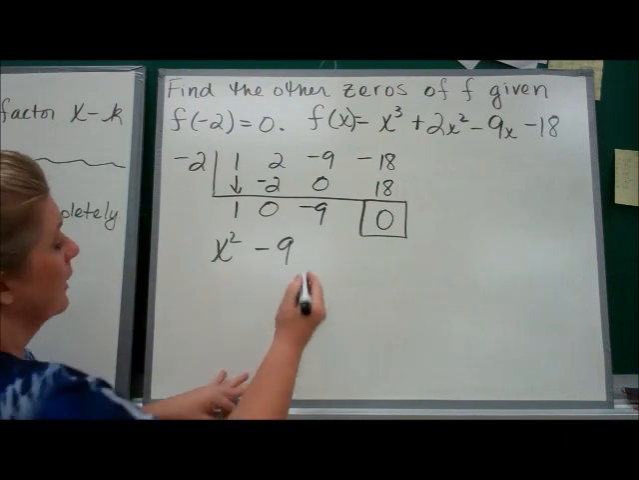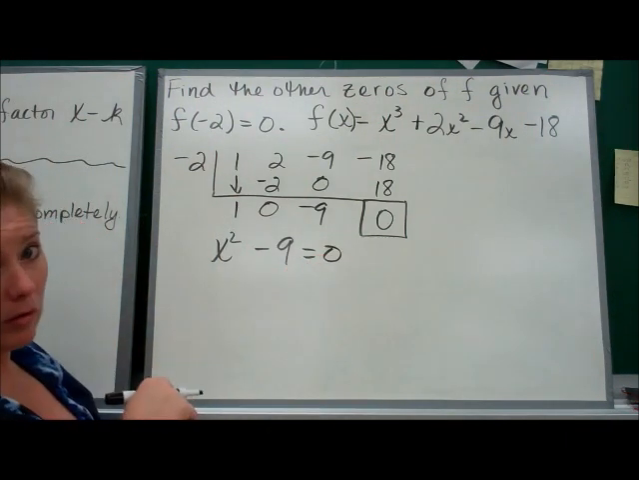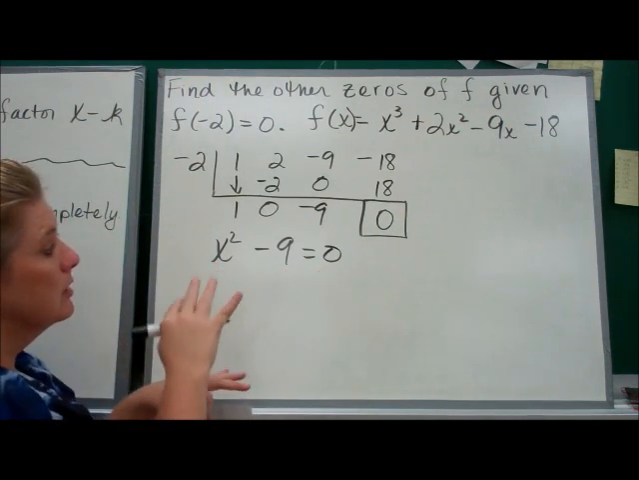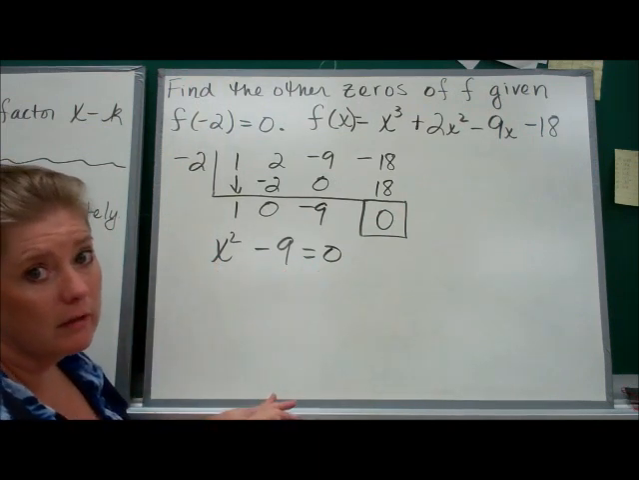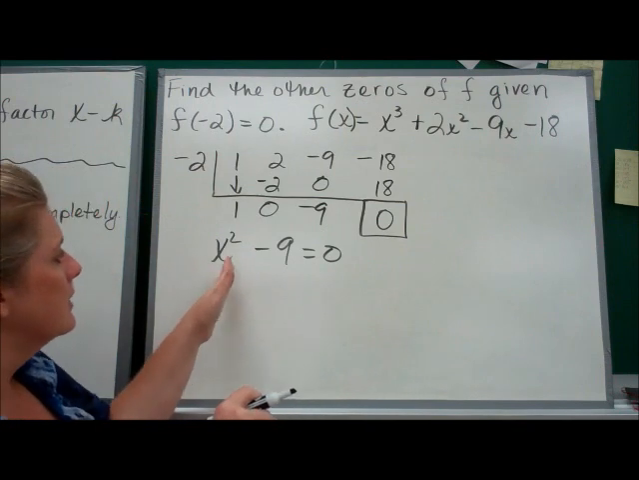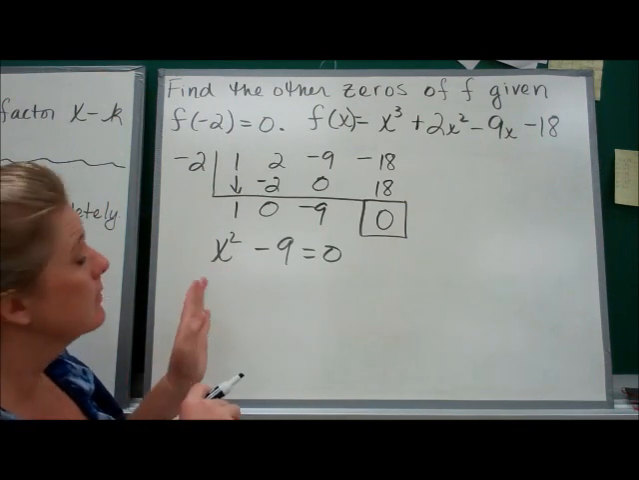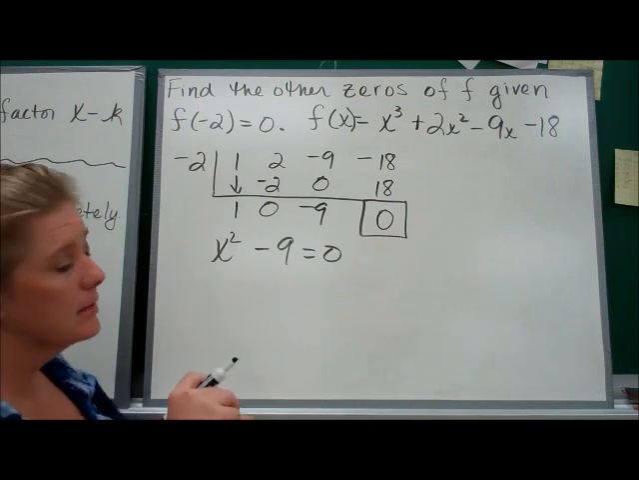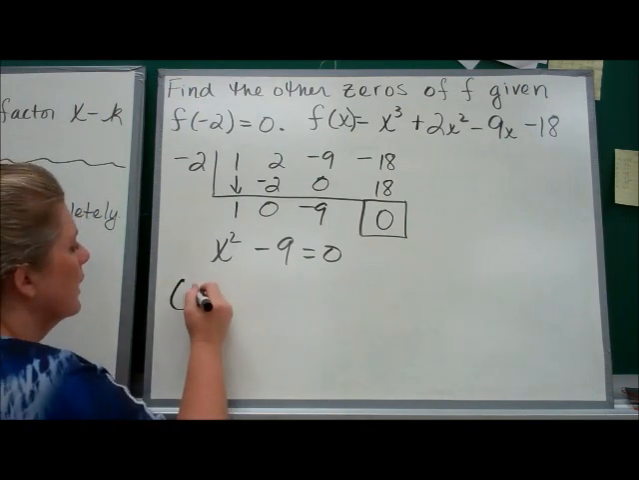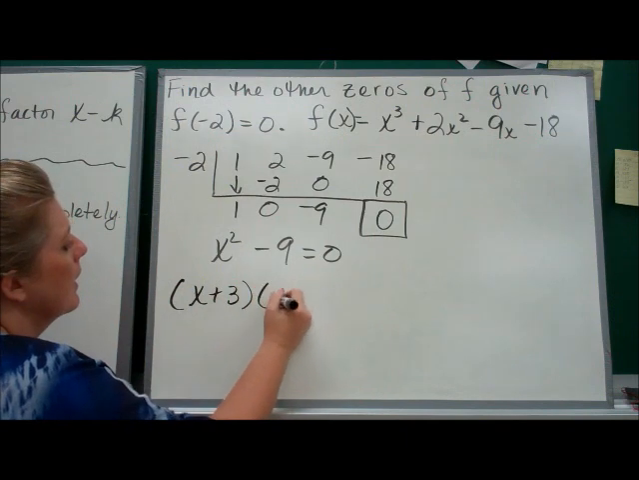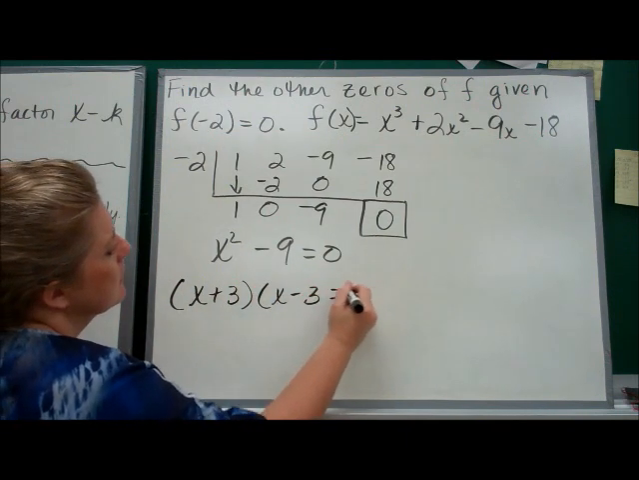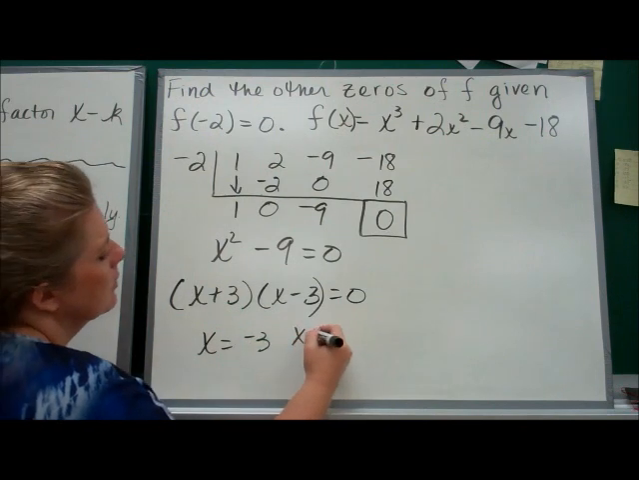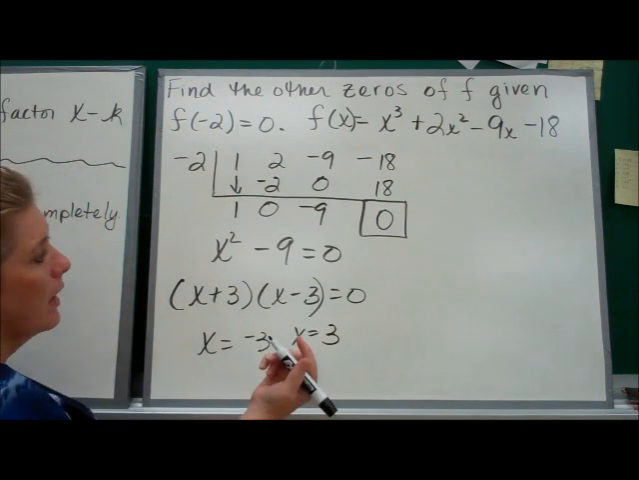So that means if I set this equal to 0, whatever this is, it must equal 0, so the other two zeros I can find. You can continue factoring. This is the difference of two perfect squares. You can factor it if you want to and set each factor equal to 0. If we did that, we're going to have x plus 3, x minus 3 equals 0, and x equals negative 3, x equals 3. You can do that.